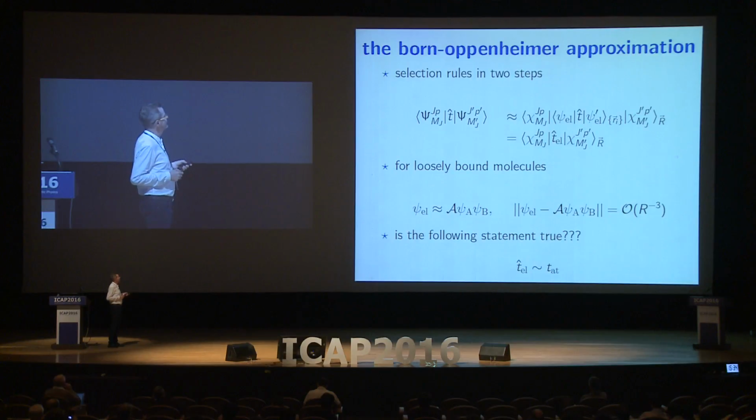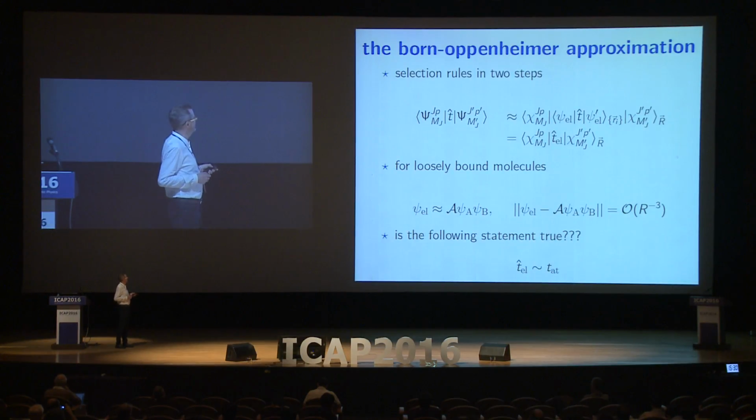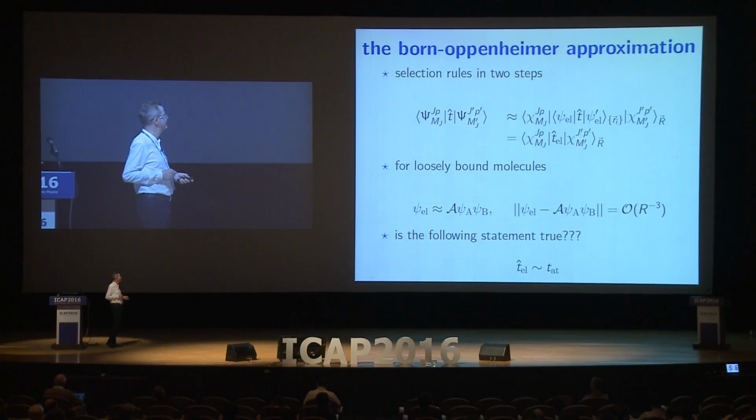So what do the selection rules look like in the Born-Oppenheimer approximation? We do it in 2 steps. First we do the integration over the electronic coordinates, and then we do the integration over the nuclear coordinates.